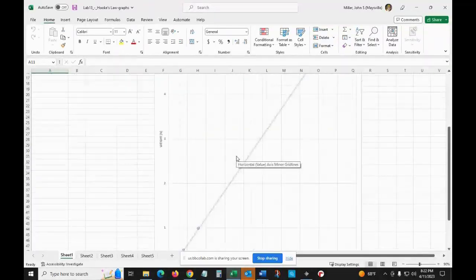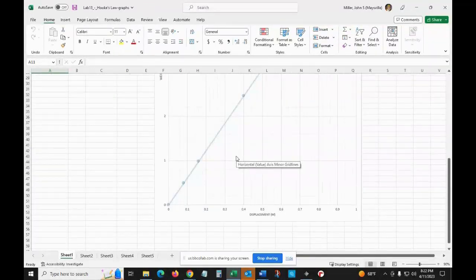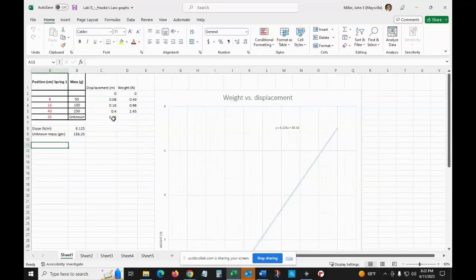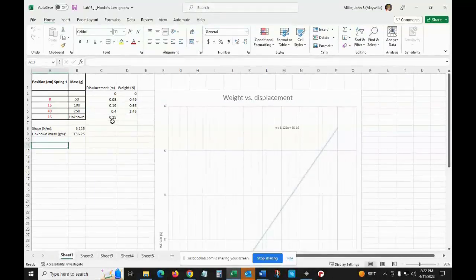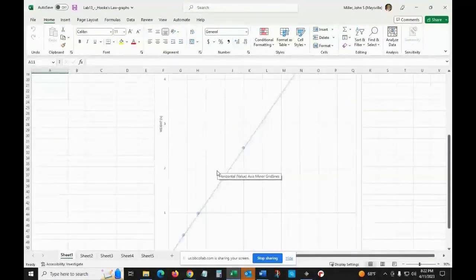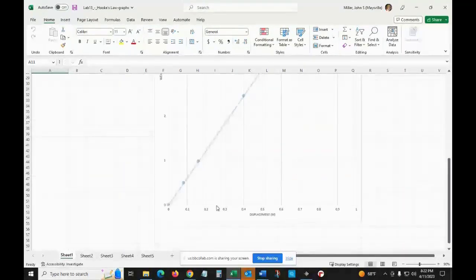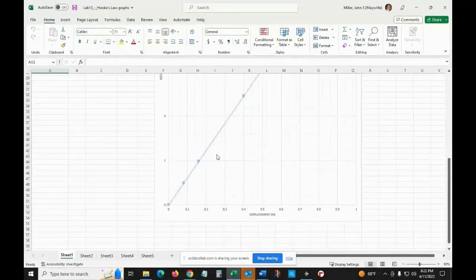I exclude the displacement for the object with unknown mass because I do not know its mass and thus weight. Instead, once the graph is created, you can get the weight from the graph by going to the displacement caused by that object, use a straight edge to move up to the line fitted to the data, then use a straight edge to move over to the weight axis. From the value you get on the weight axis, you can then convert that to the mass of the object by dividing by 9.8 meters per second squared.